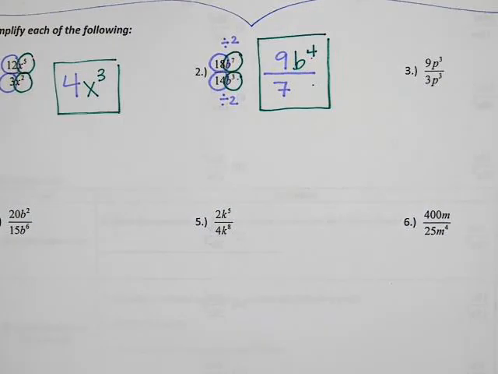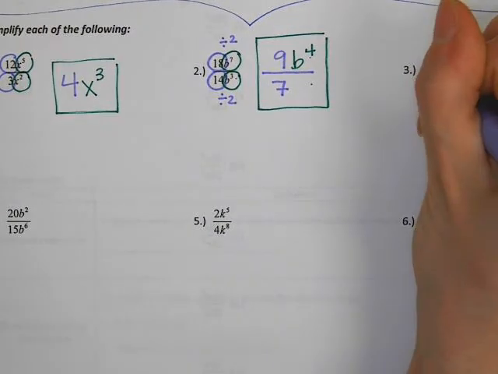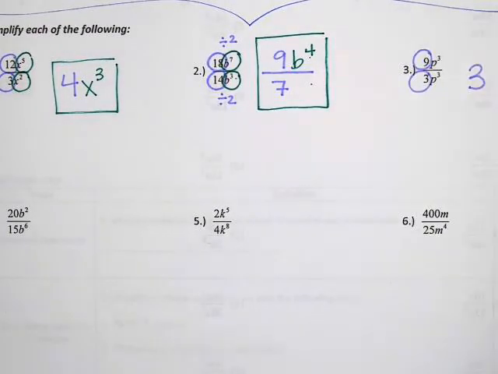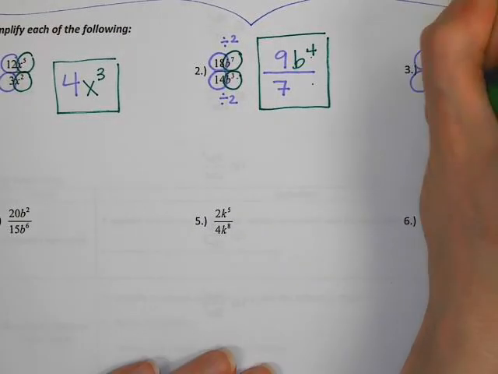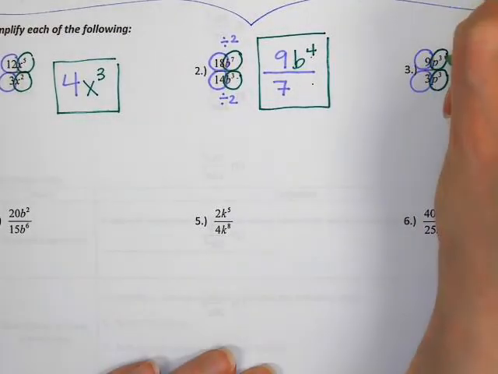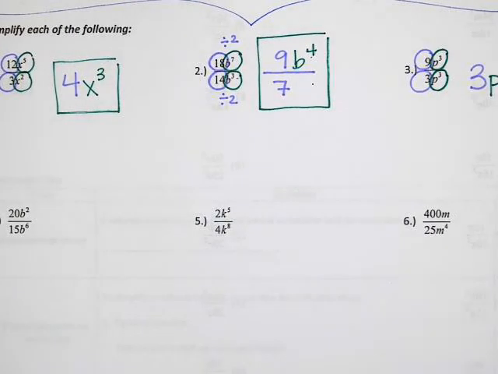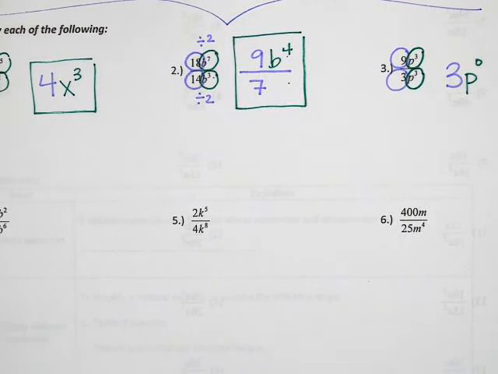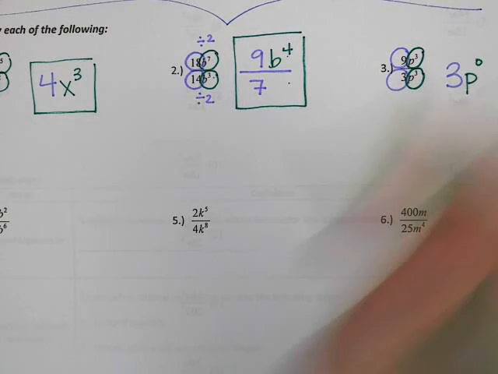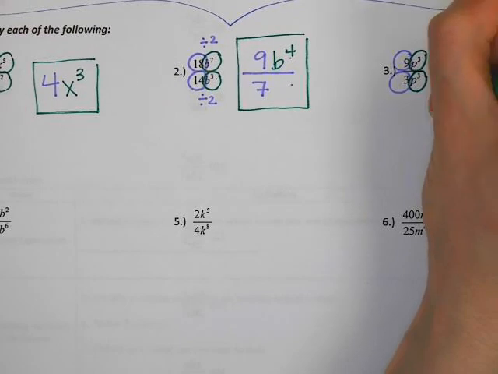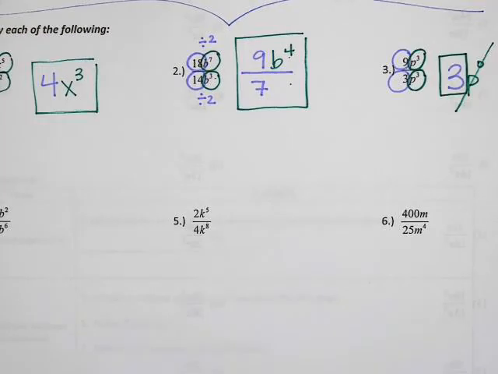Okay, moving on, number 3. 9 divided by 3 is just 3. And then for the exponents, when we divide, we subtract. 3 minus 3 is p to the 0. But if you remember, anything to the 0 power is just 1. So the answer is actually just 3. It's like 3 times 1, which is just 3.